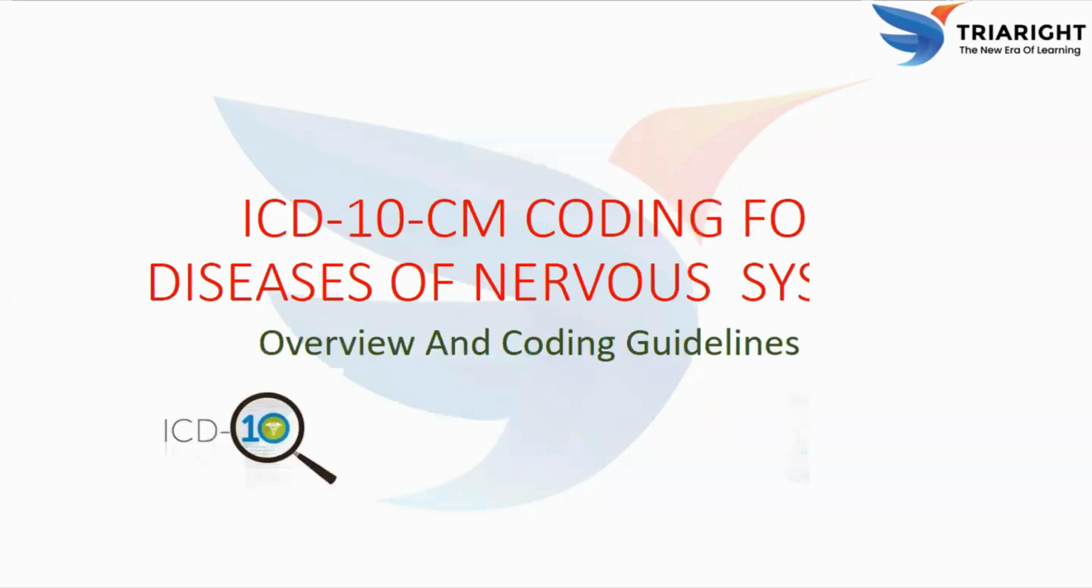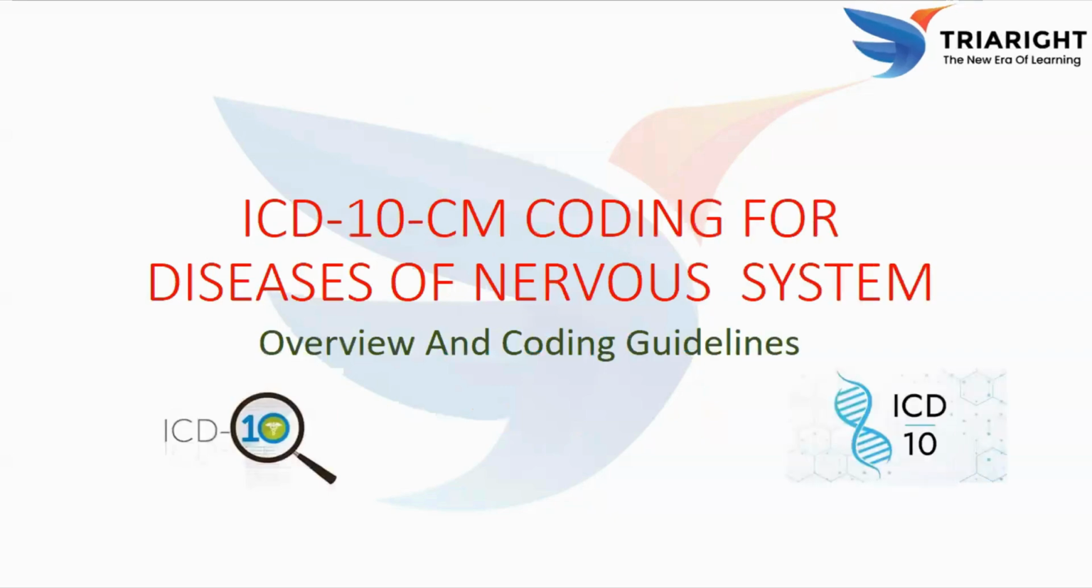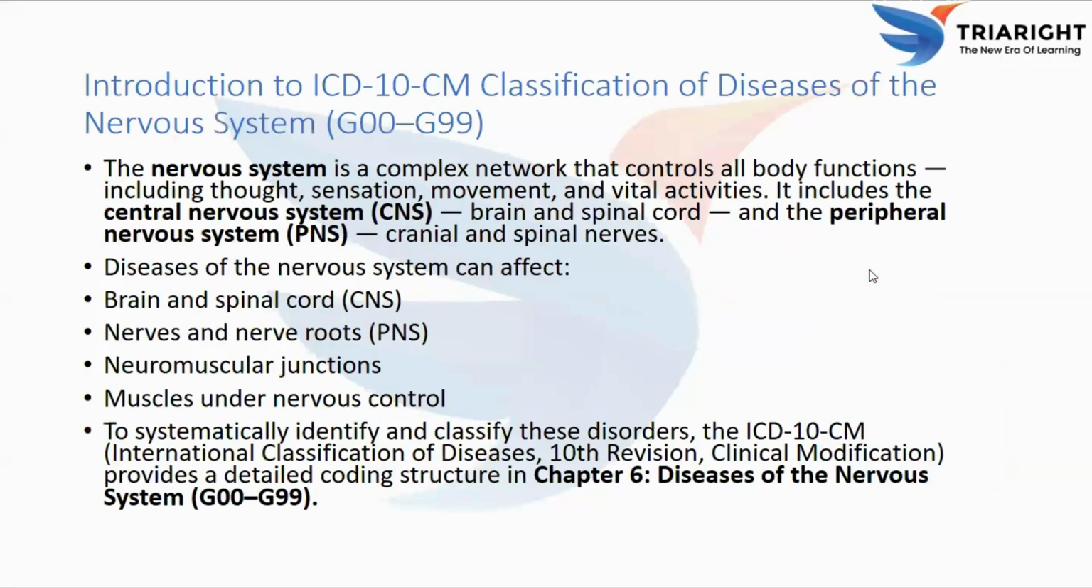Myself Srija. So today we are going to learn about the ICD-10 coding classification for the diseases of the nervous system. In this you are going to learn about the introduction to ICD-10 codes related to the nervous system, what the guidelines are, and also how the diseases were classified. So what is the nervous system?